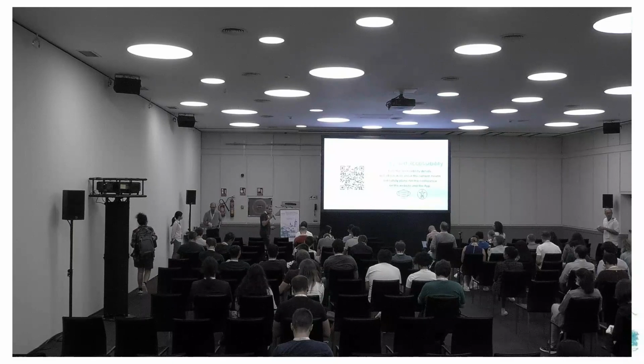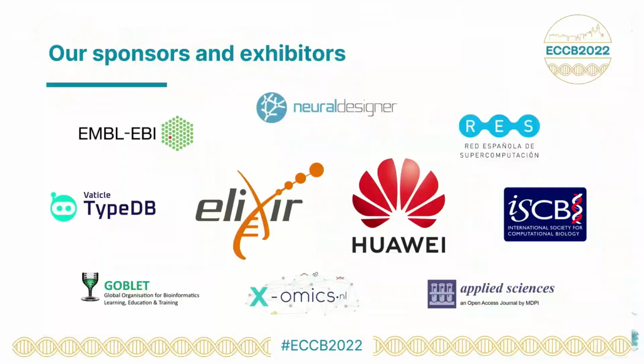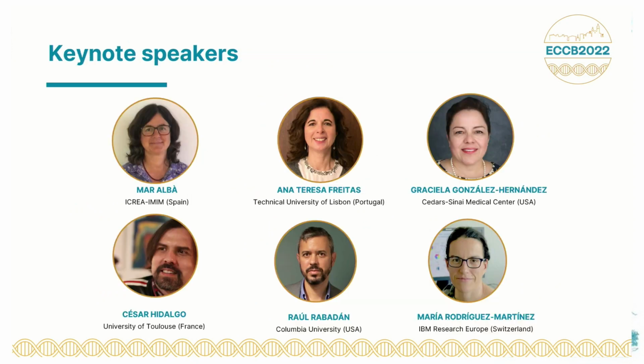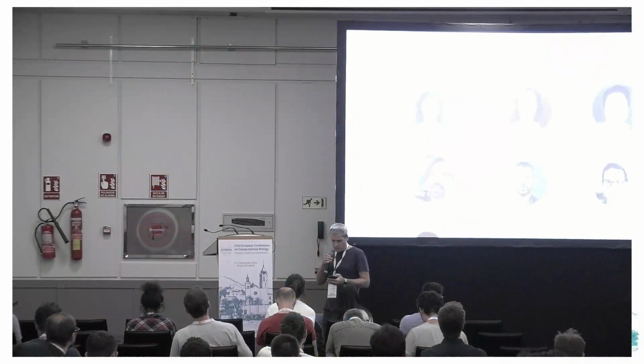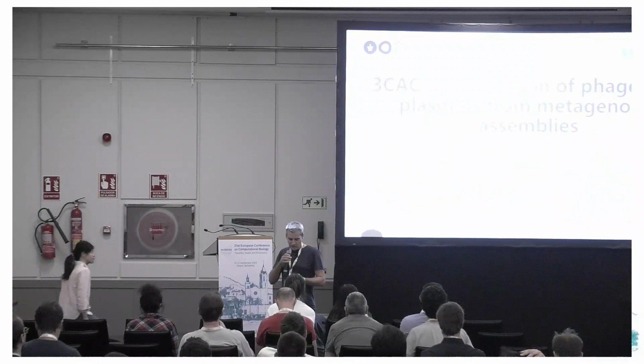Okay, welcome to the second genome session. We'll have three interesting talks today, and the first one is going to be Lian Rongpu, and she's going to talk about 3-CAC: improving the classification of phages and plasmids in metagenomics assemblies.